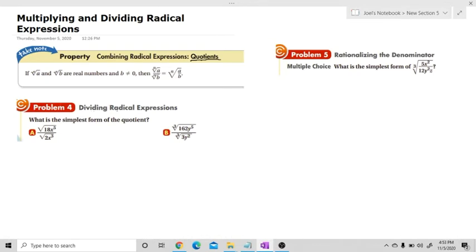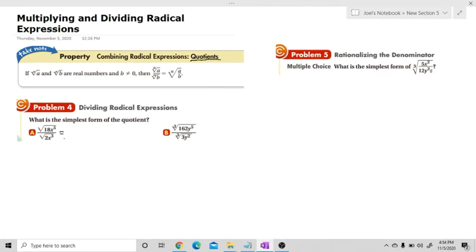Dividing radical expressions. What is the simplest form of the quotient? Let's start with letter A. The square root of 18x raised to the exponent 5 all over the square root of 2x cubed. Since it is a fraction, we can apply the quotient property. But first we need to check the index of the two radical expressions. If they have the same index, we can apply the quotient property. If not, we cannot. Since they are both square roots, we can apply the quotient property.